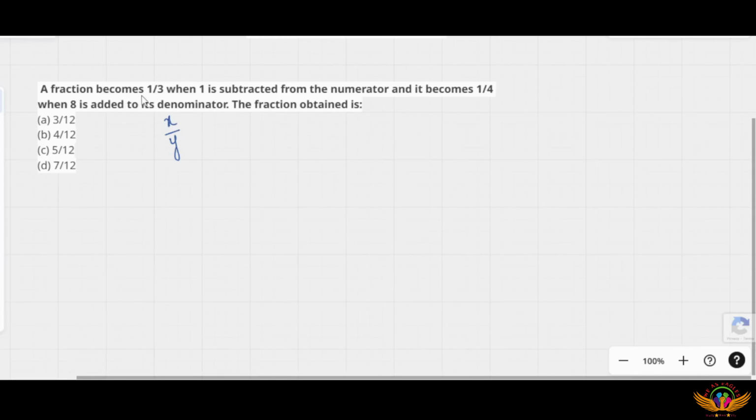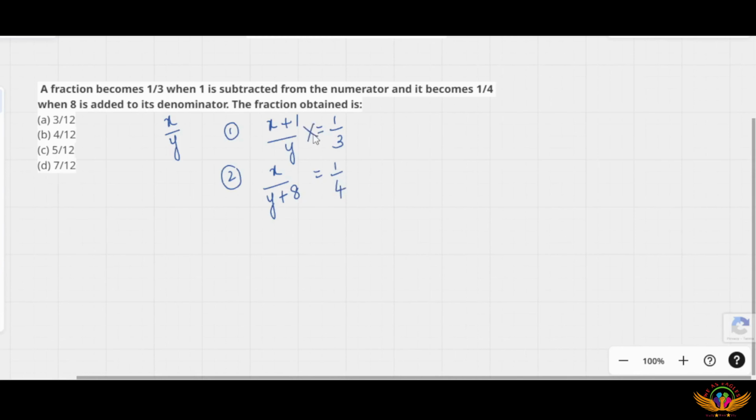So what they are telling is that it becomes 1 by 3 when 1 is subtracted. So the first condition is, when 1 is subtracted from the numerator, the fraction becomes 1 by 3. And the second condition is it becomes 1 by 4 when 8 is added to the denominator. Okay, done. So these are the two conditions they have given.